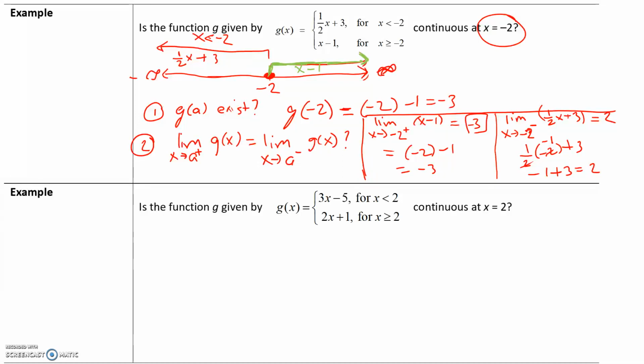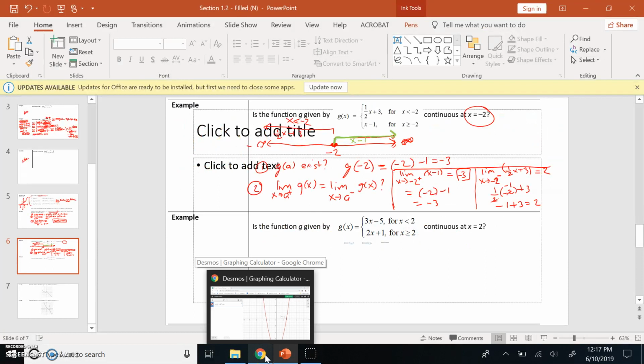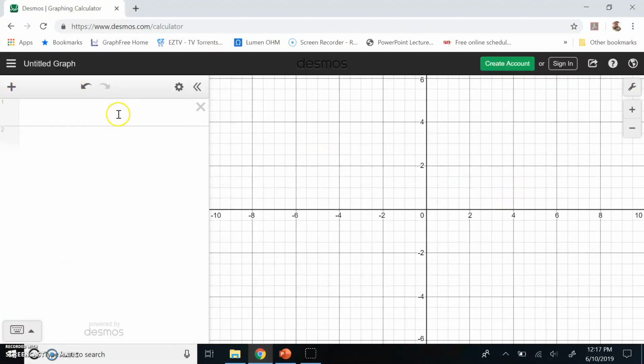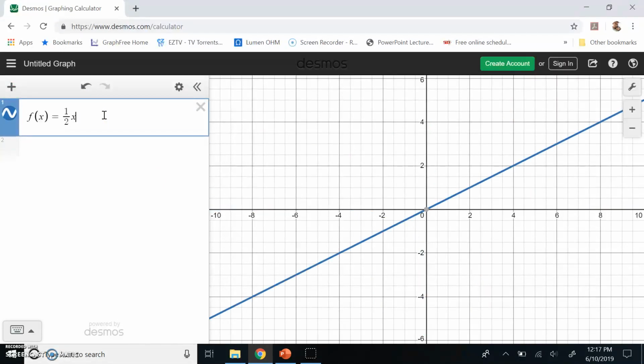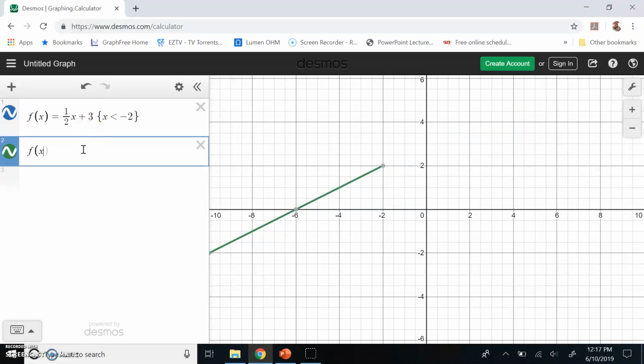Just to show you graphically what's going on, I'm going to graph both of these functions to show that the limit, in fact, does not exist. Here are my two functions. I have f of x equals 1/2 x plus 3, but my domain is restricted, so I'm going to put a squiggly bracket, and x less than -2. Then I have f of x equals x minus 1. Once again, my domain is restricted, and that domain is x greater than or equal to negative 2.